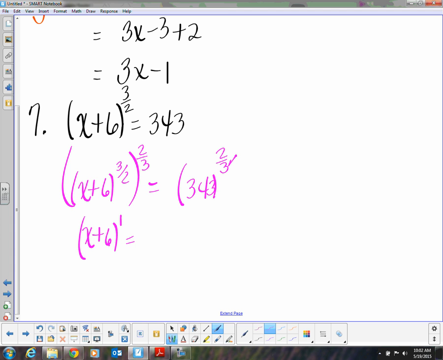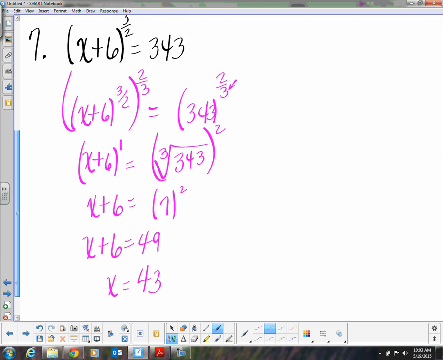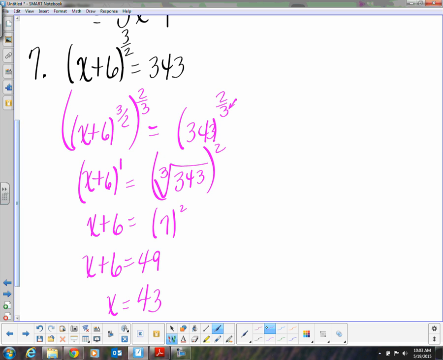So what does the denominator mean? Cube root of 343, and what does the 2 mean? Squared. What's the cube root of 343? Oh, no, is it 7? Okay, so now what's 7 squared? 49. And then what do you do? So x equals 43.